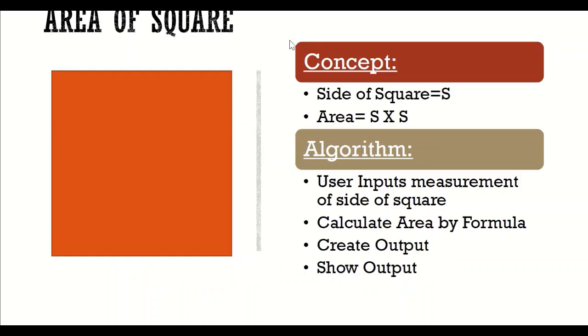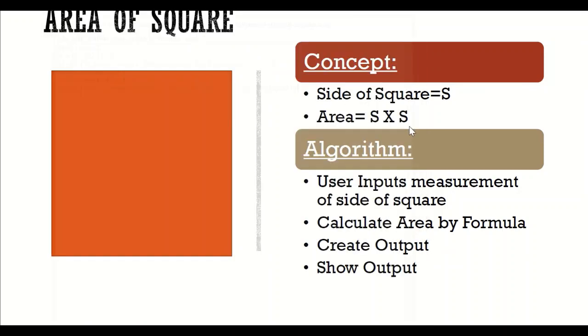Okay, let us calculate the area of a square. The concept is that the area of a square is side multiplied by side, wherein the side of the square is inputted in the variable s. How will the algorithm follow for this particular program? We will seek user input for the measurement of the side of the square using the input function. We'll calculate the area by the formula which is on the top. We'll also create the output and then show the output to the user.